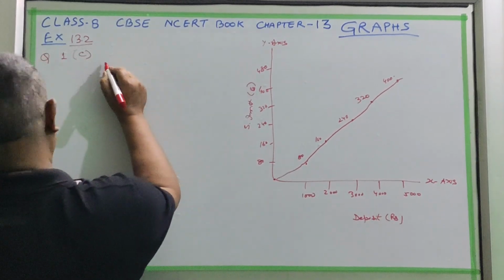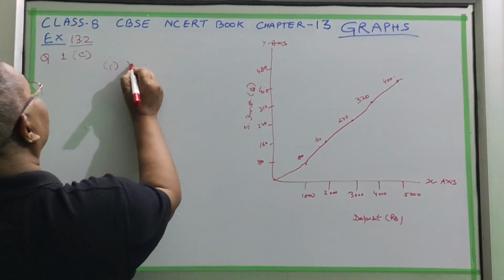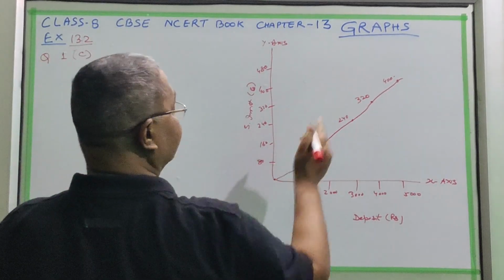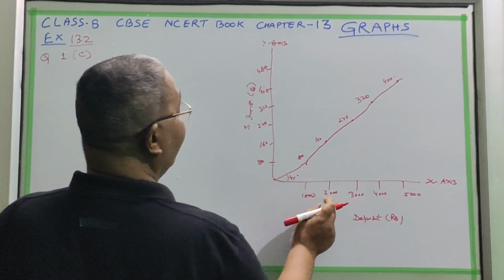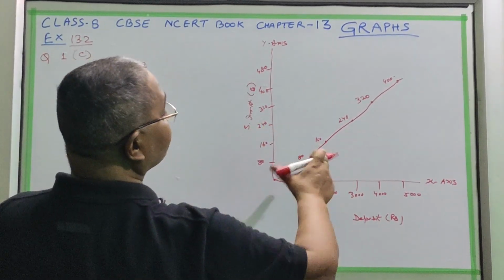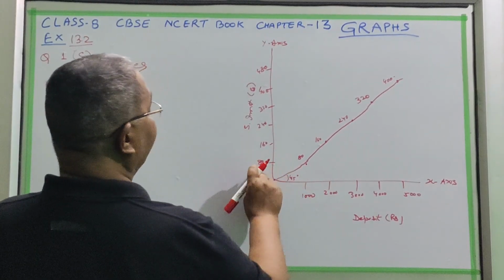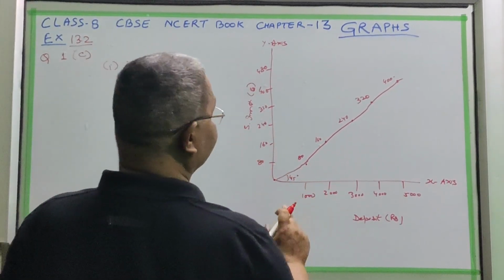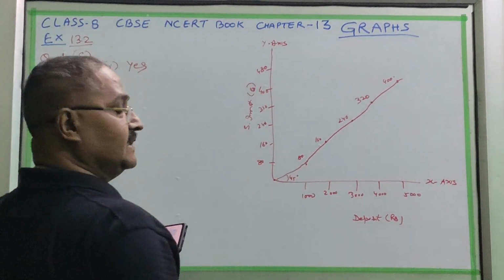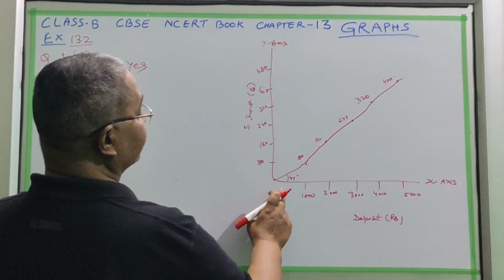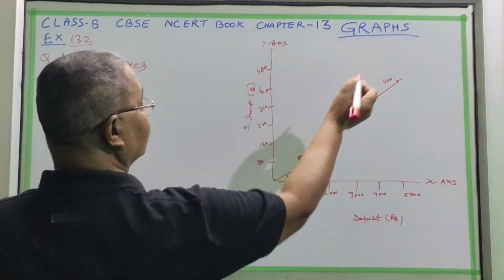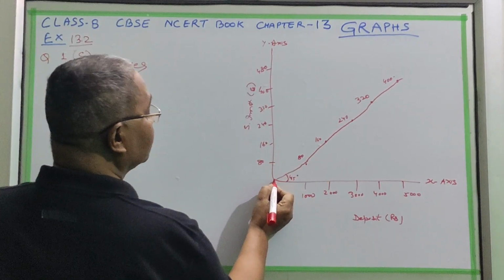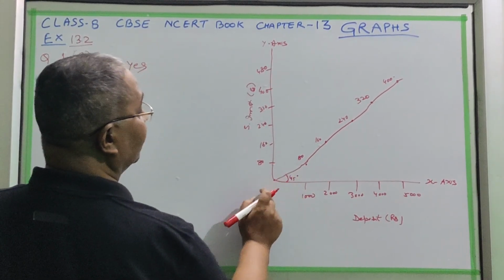Yes, it will pass through the origin because the proportion is the same. 80, 160, so the proportion is the same. When the direct proportion is the same, the curve goes at 45 degrees, and when the curve goes at 45 degrees, it will always go through the origin. So here it will go through the origin.